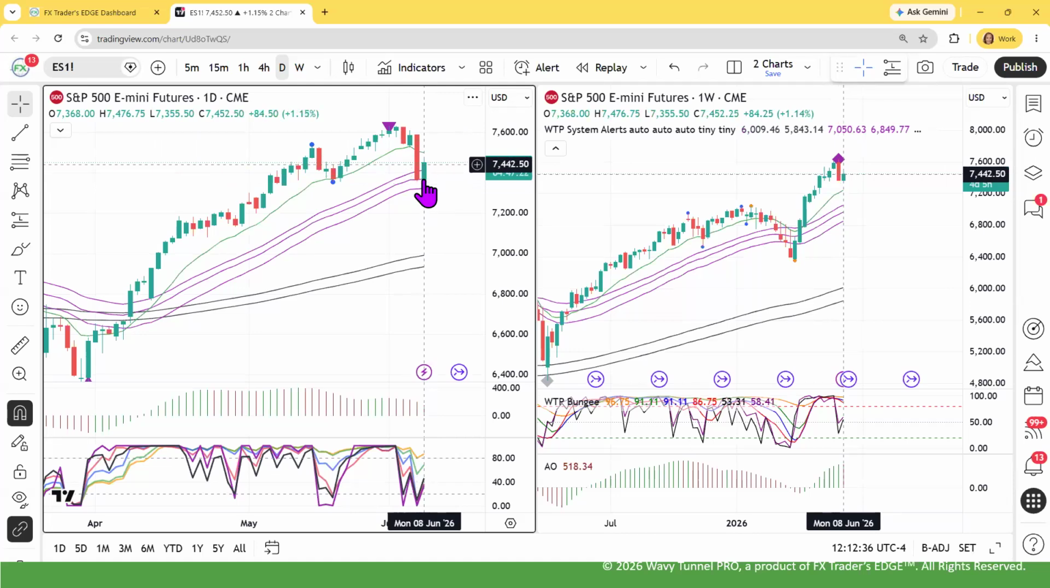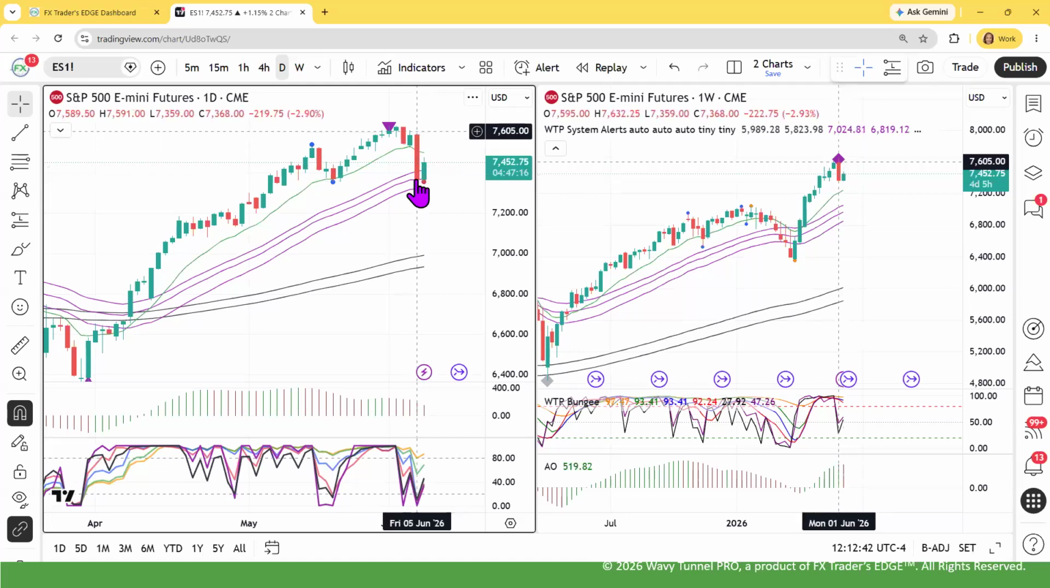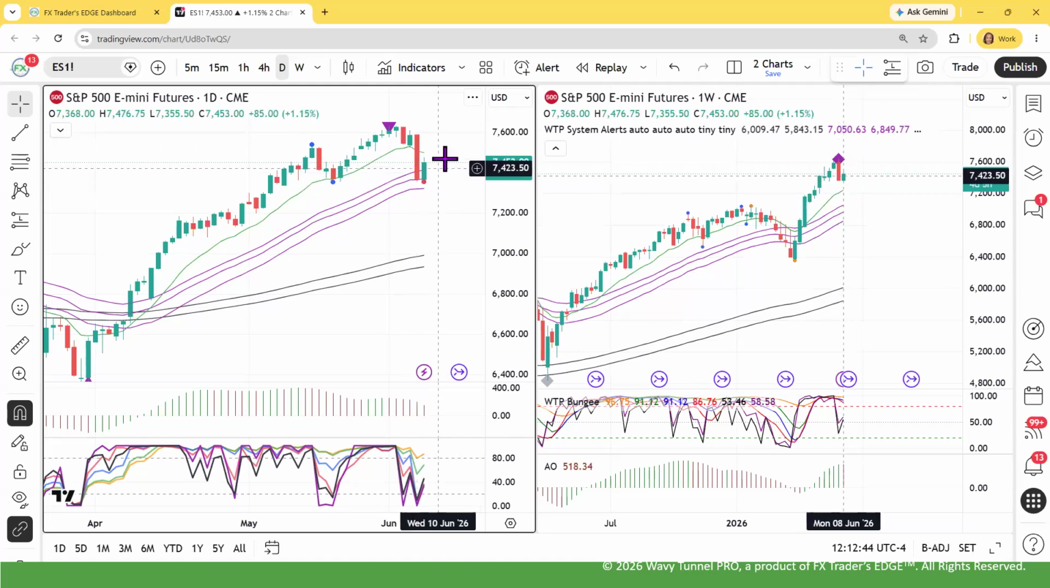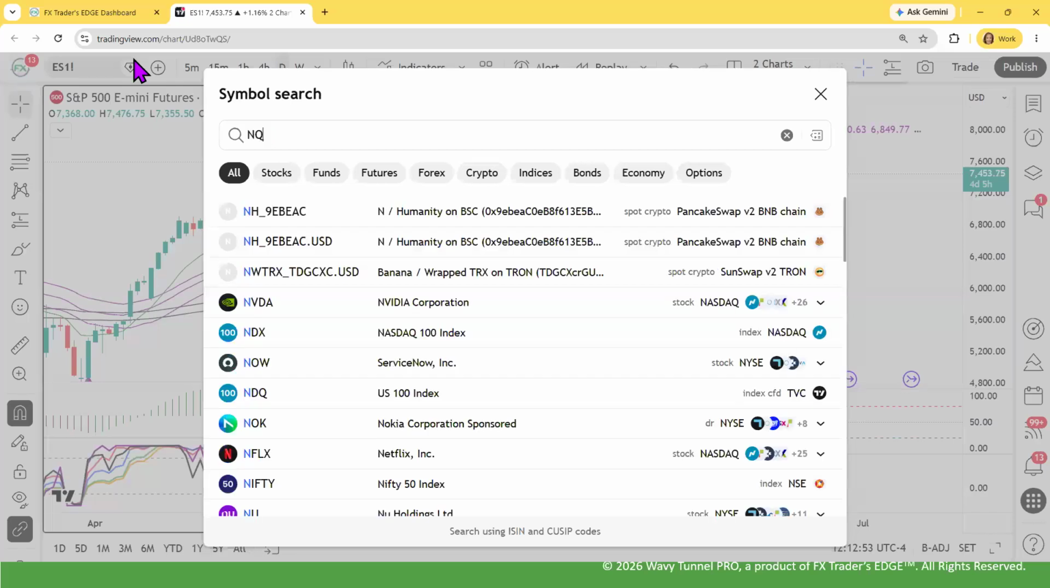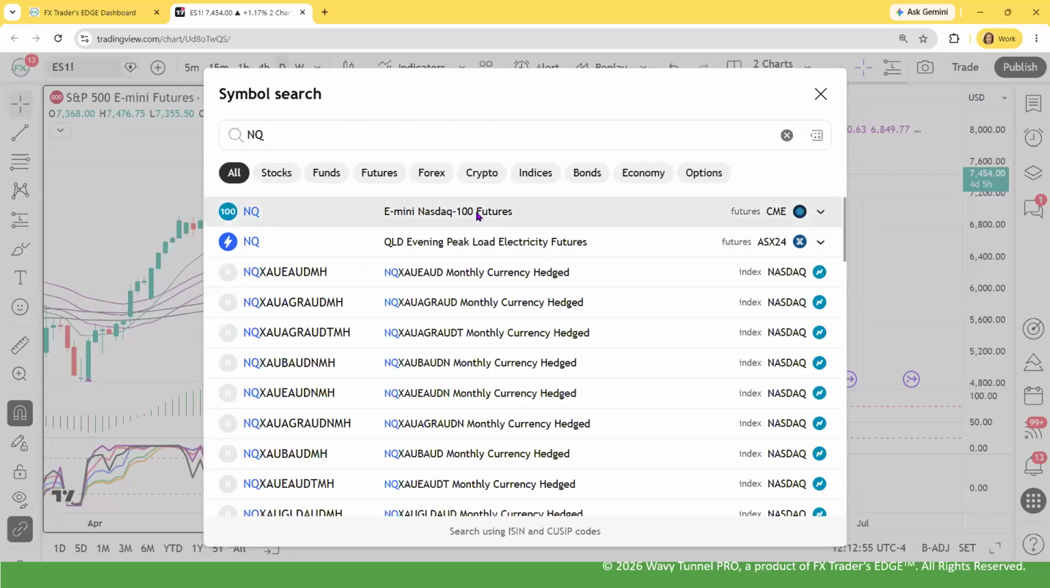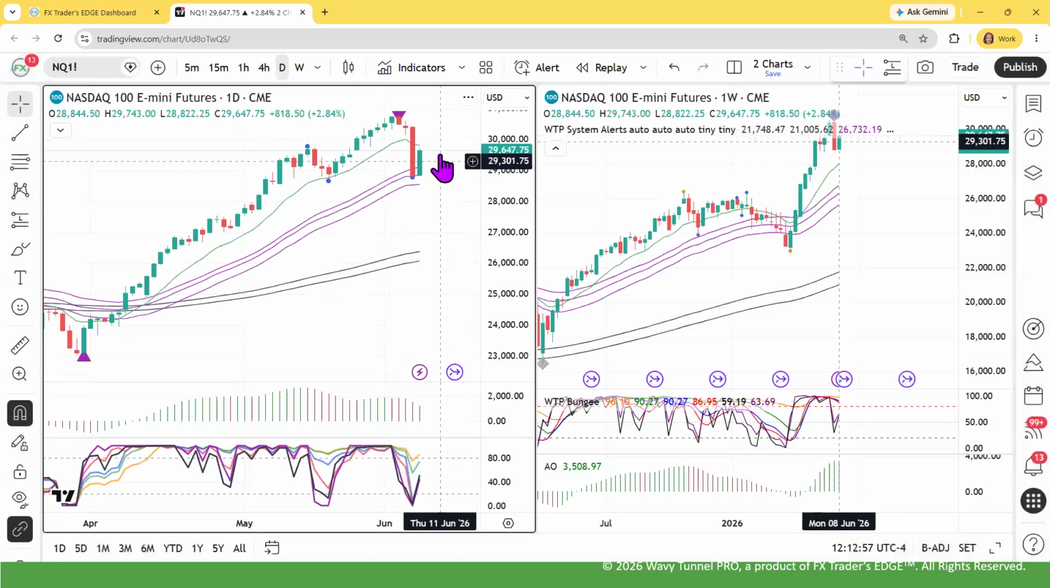Today we see green. So the ES is making up for some of the losses. It almost made up for half of the losses at the highest point on the candle. And the same for the NQ. I could show the SPY and the QQQ, it's the same. But look at this, NASDAQ has recovered quite a bit.